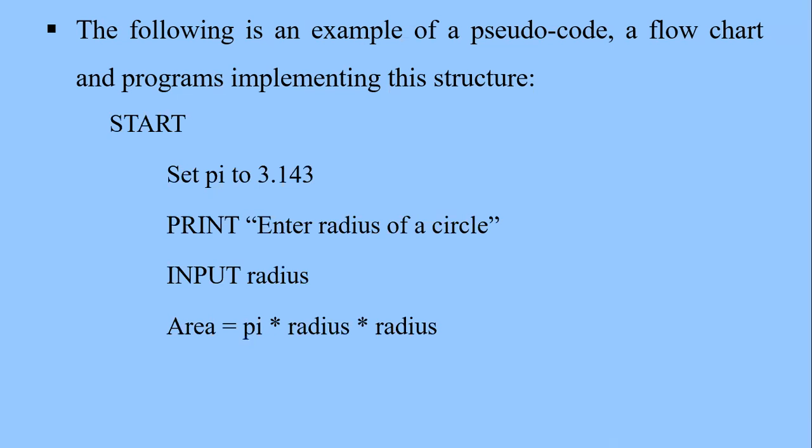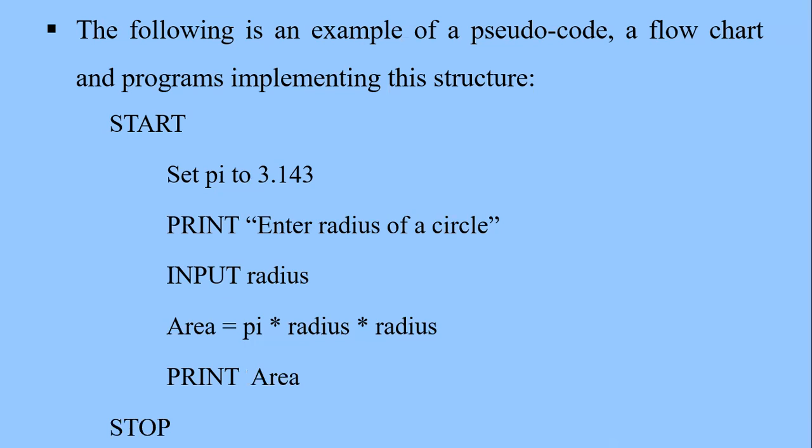Then calculate area by multiplying what has been entered as radius by itself and then by the value of pi, and assign the results to the memory location called area. In other words, compute area, calculate area, by multiplying pi times radius. Then display the area, or print the area, and stop.